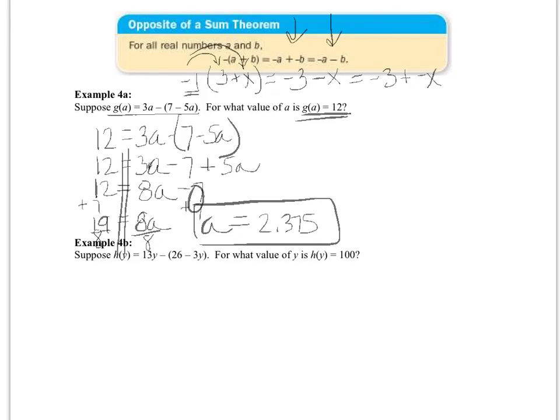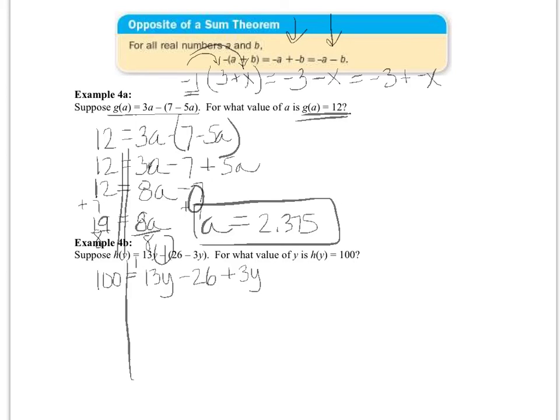Okay, the next one. Suppose h of y equals 13y minus (26 minus 3y). For what value of y is h of y equal 100? So we're going to say 100 equals 13y. And we're going to distribute that -1. So -1 times 26 is -26. And -1 times a -3y is a plus 3y.